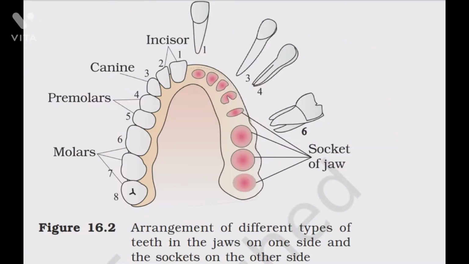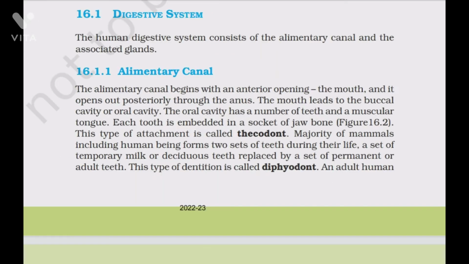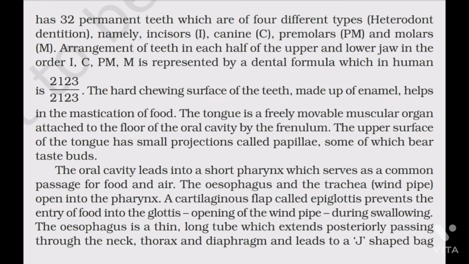Figure 16.2. This type of attachment is called thecodont. Majority of mammals, including human beings, form two sets of teeth during their life. A set of temporary milk or deciduous teeth is replaced by a set of permanent or adult teeth. This type of dentition is called diphyodont. An adult human has 32 permanent teeth which are of four different types, namely incisor, canine, premolar and molar.